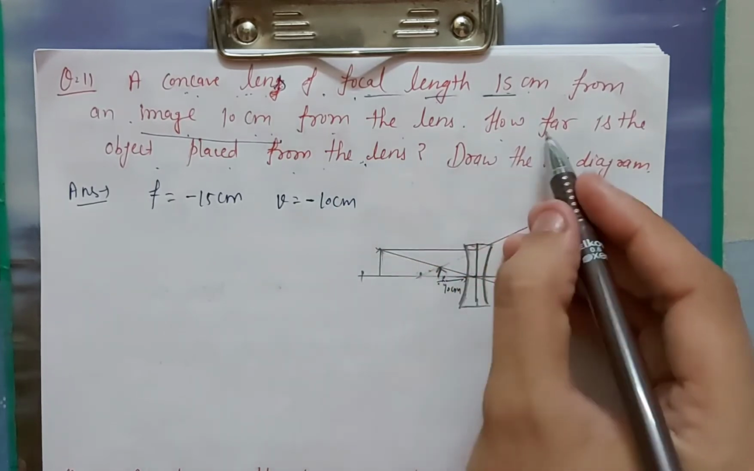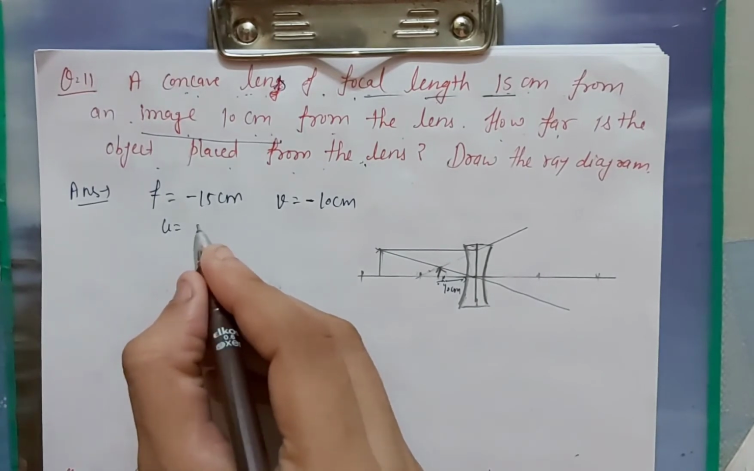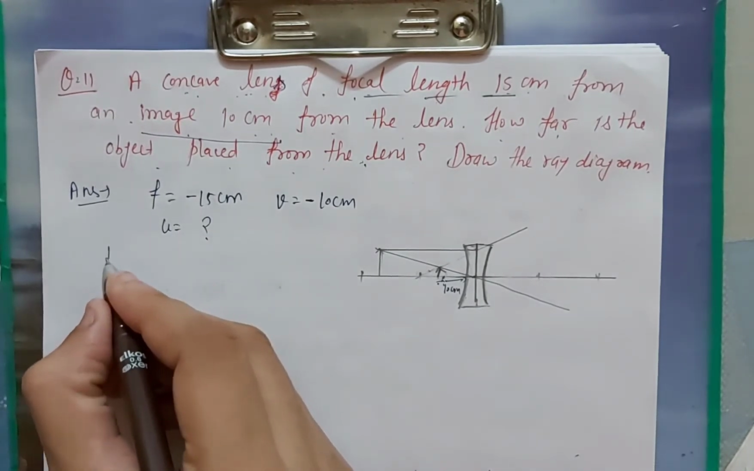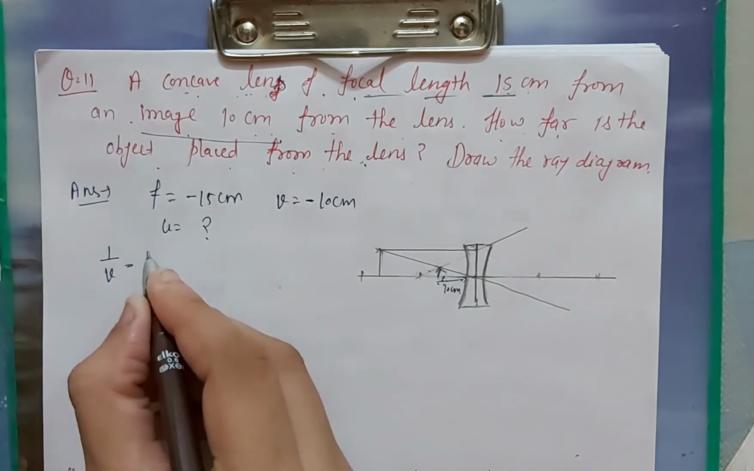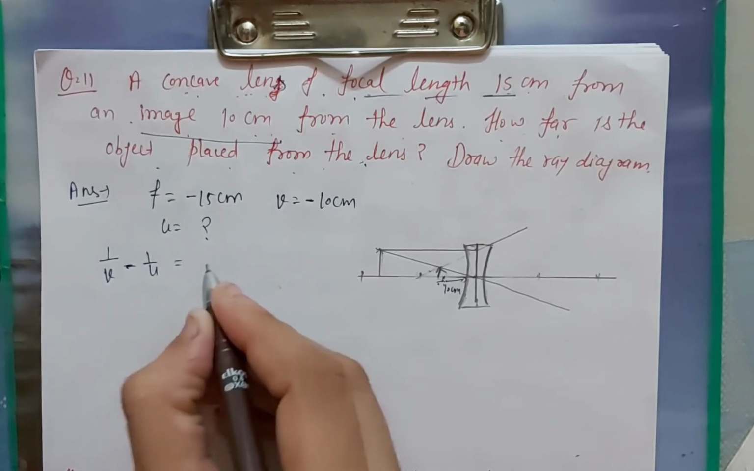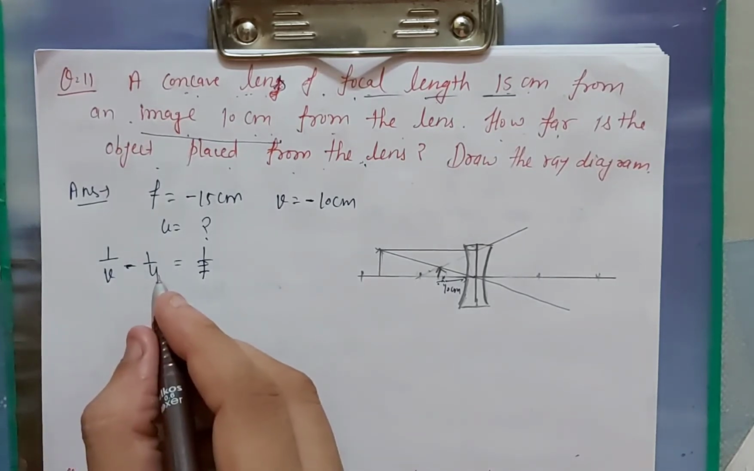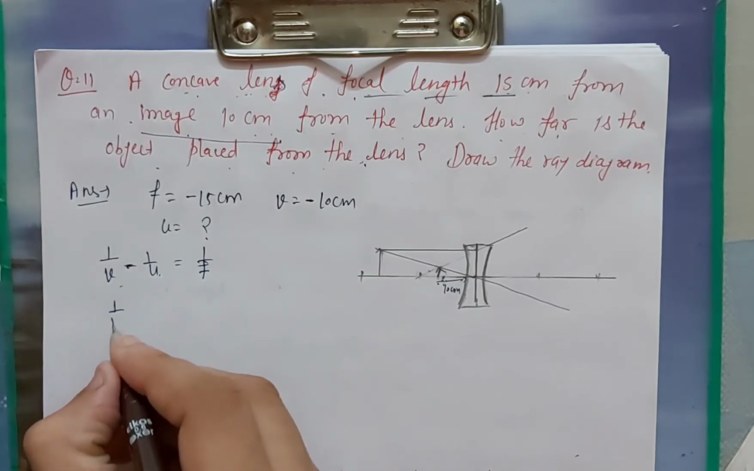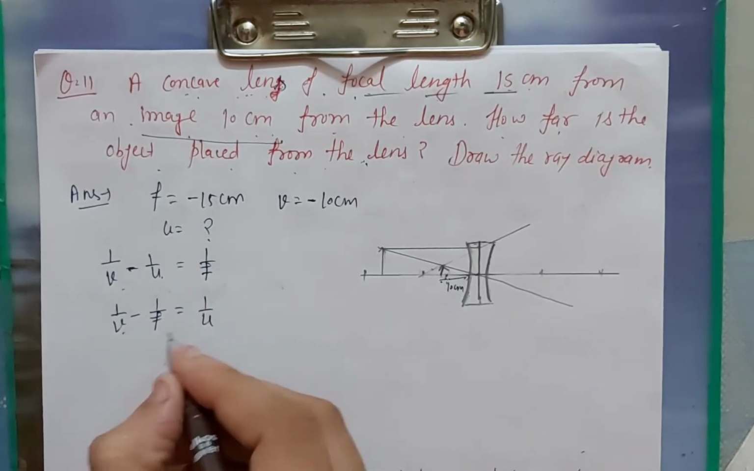सो हाउ कैन वी फाइंड आउट द वैल्यू ऑफ u? सो हमें यहाँ पर u की वैल्यू फाइंड आउट करनी है. So now apply mirror formula. What is mirror, sorry, lens formula? What is lens formula? 1/v minus 1/u is equal to 1/f. So we can easily find out u by putting other values. So 1/v minus 1/f is equal to 1/u. Now put this value.